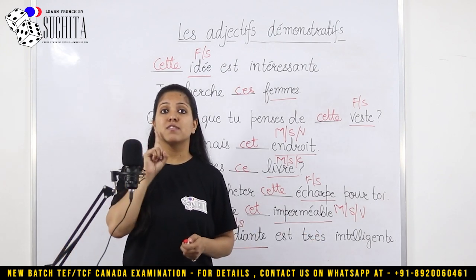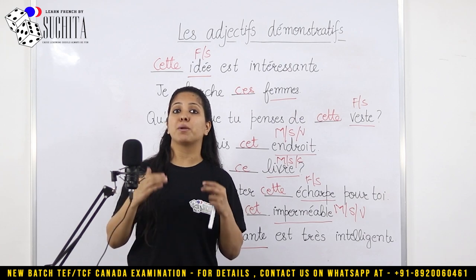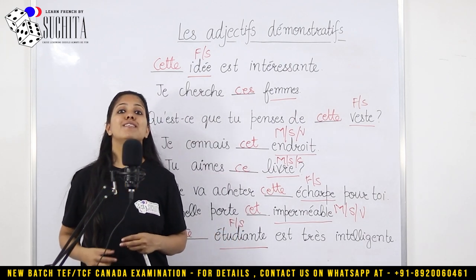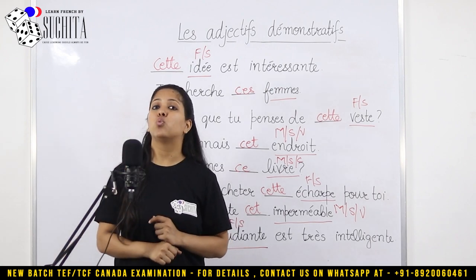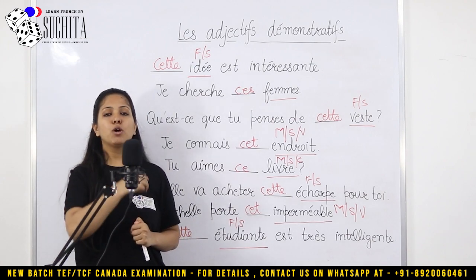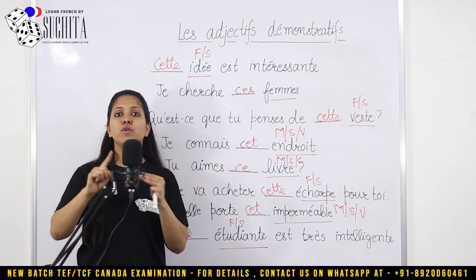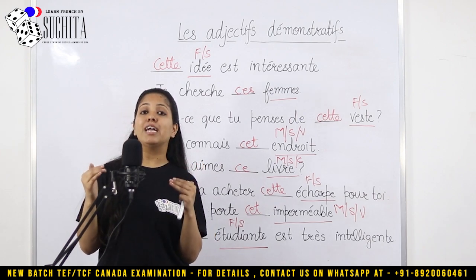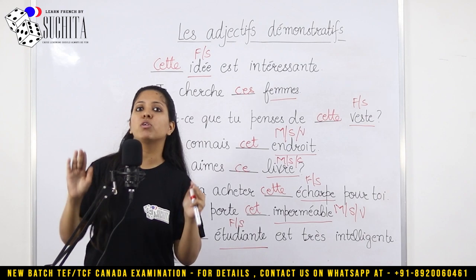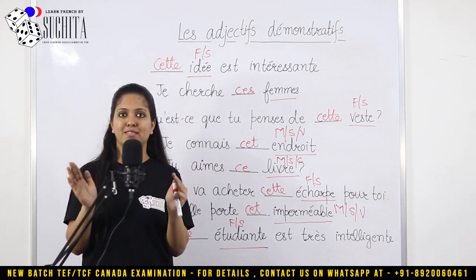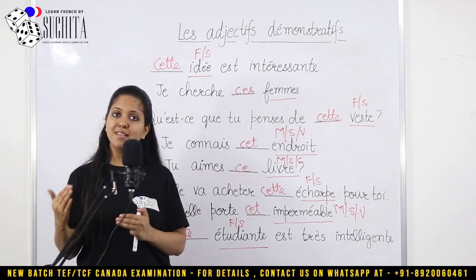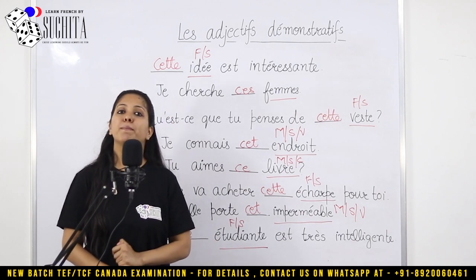So I repeat, the first option, ce, you use for the words which are masculine, which are singular and which begin with a consonant. Second option, cet, C-E-T, you use for the words which are masculine, which are singular and which begin with a vowel. Third option, cette, C-E-T-T-E, that we use for the words which are feminine and which are singular. Here you do not need to care about if it begins with a vowel or not. In both the cases you use cette. And the fourth option, which is ces, C-E-S, which you have for all the words which are plural.